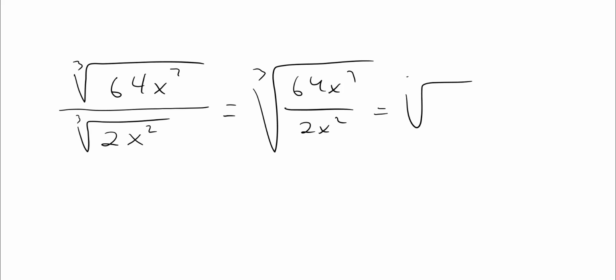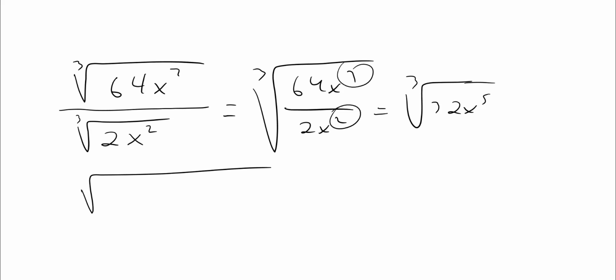So it gives me the cube root of 32 x to the fifth. Okay, you guys should do that, right? 7 minus 2 is 5. 64 over 2 is 32. Okay, cool. So 32. I'm going to start dividing it by 2's. So it's actually 2 times 2, 4, 8, 16, 32. So that's the cube root of 32 because 2 times 2 is 4, times 2 is 8, times 2 is 16, times 2 is 32.